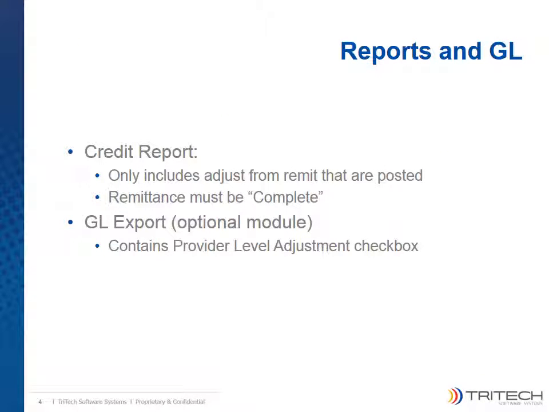The Include Provider Level Adjustments option will only include provider adjustments from remittances that have been completely posted in remittance processing. This means that provider adjustments are only reported with this option if the remittance is in the complete status. Provider level adjustments are not reported for remittances with either pending or closed statuses. Similar to the option in the credit report, the optional General Ledger export can also include provider level adjustments to simplify the process of tracking provider level adjustment liabilities in a General Ledger application.